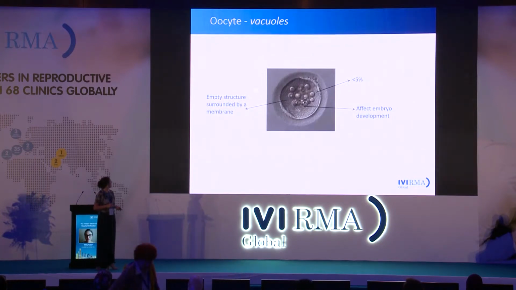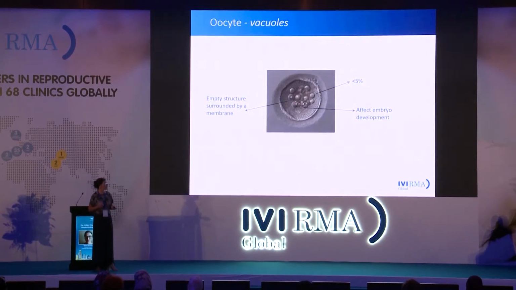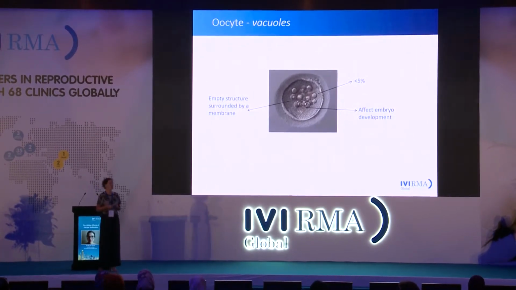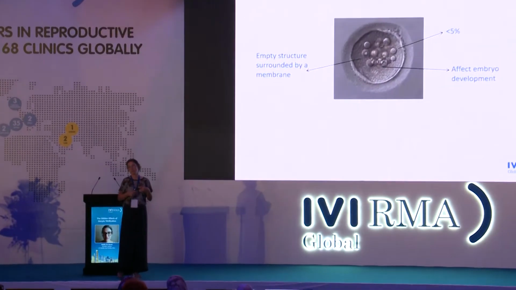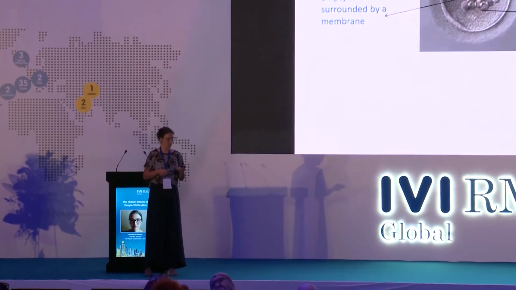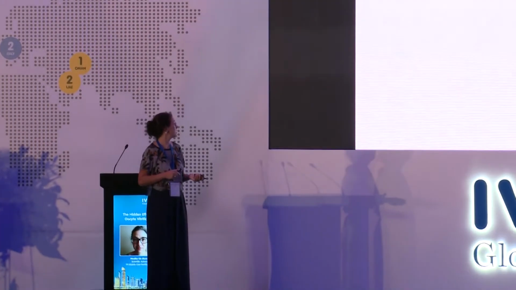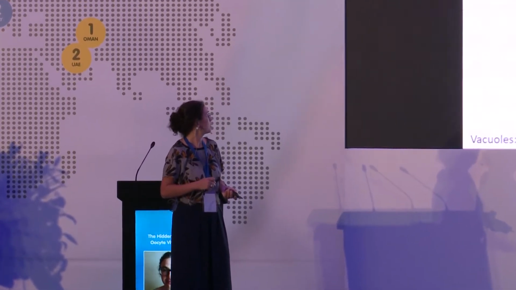Then the vacuoles. As you can see, this oocyte has many vacuoles. They're empty structures that are surrounded by a membrane. Normally they're only present in less than 5% of the oocytes, and they have been shown to affect embryo development. Especially the later they appear during development, the more impact they have. A nice way to look at vacuoles is with electron microscopy. Of course, with electron microscopy, we will see more vacuoles than we will see with light microscopy.